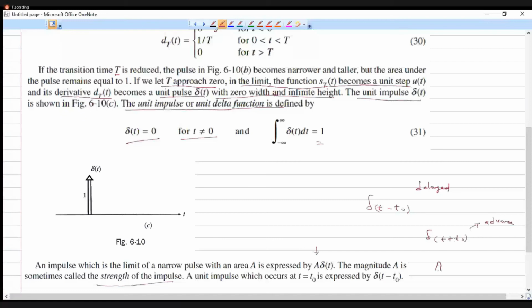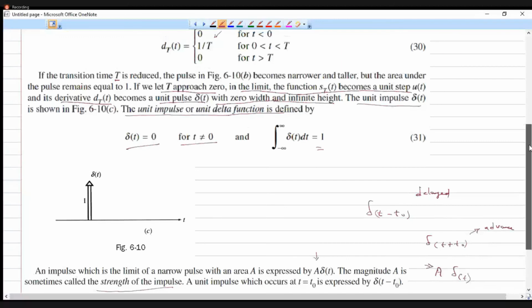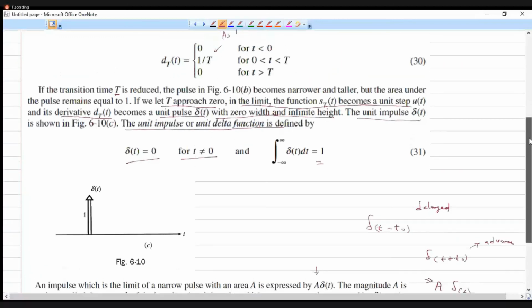Similarly, I can multiply a constant, say a, with the unit delta function to get delta functions of other strengths. So I can increase the strength of the impulse. You multiply it with a constant so that you will have a larger impulse. So these things we can do to this function.